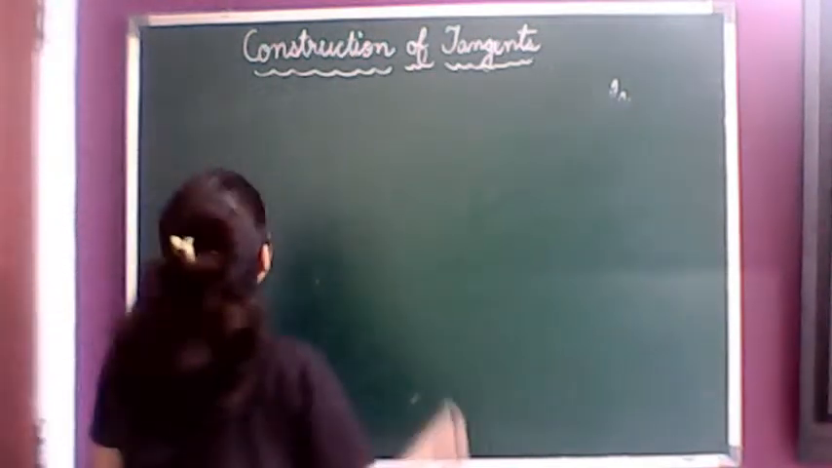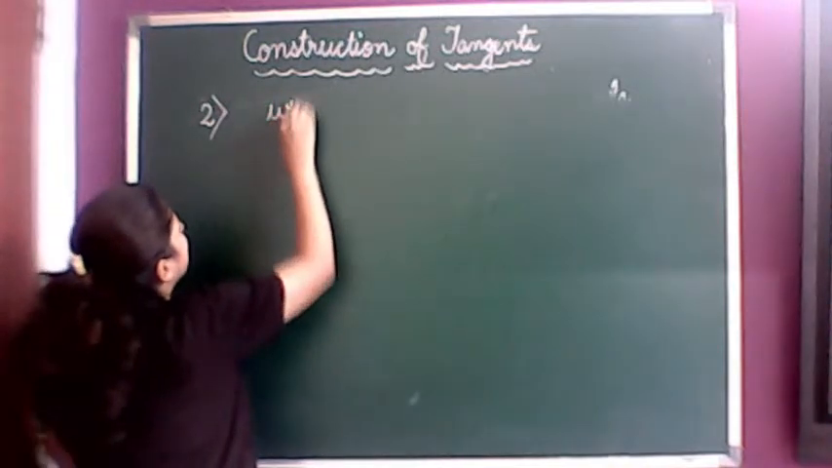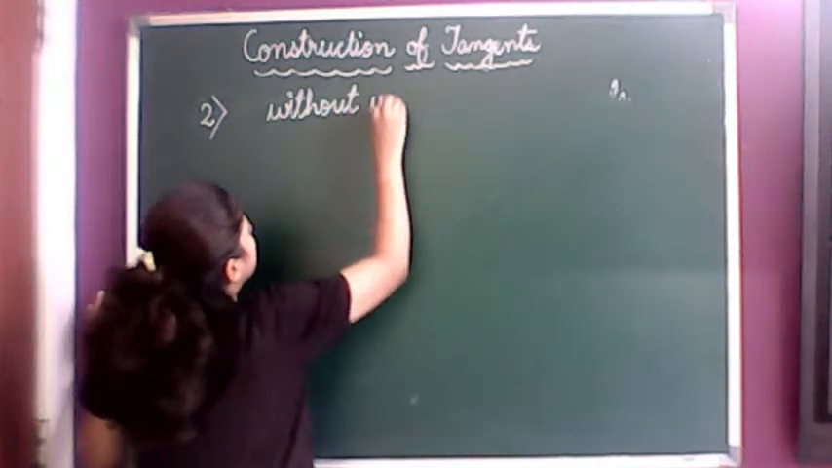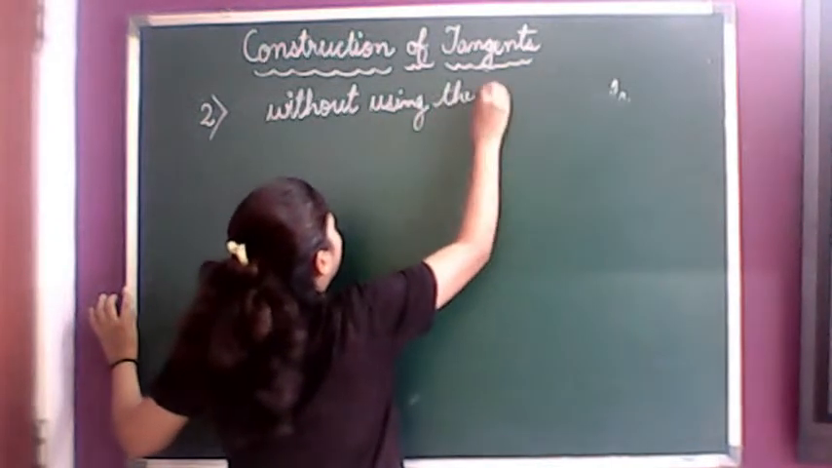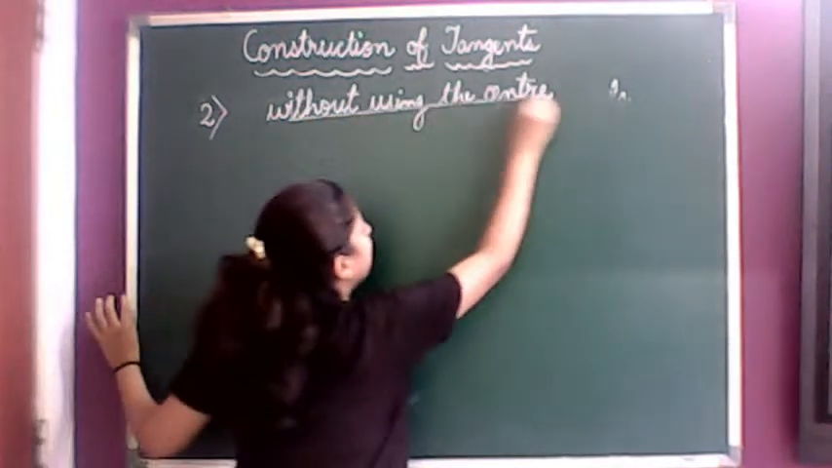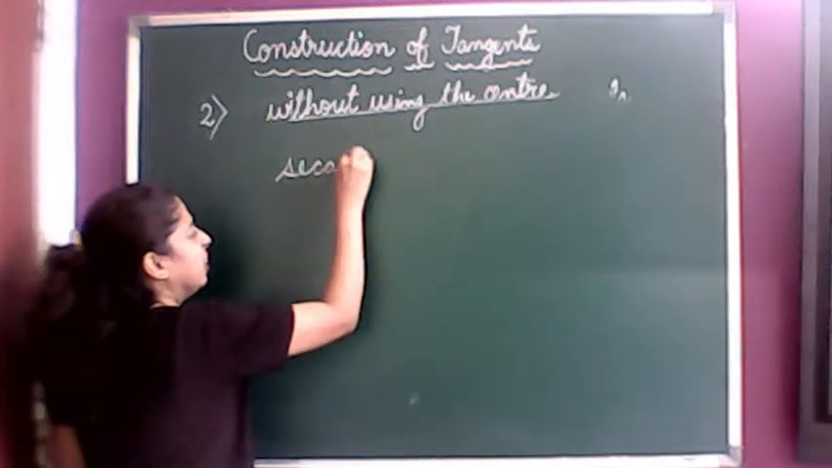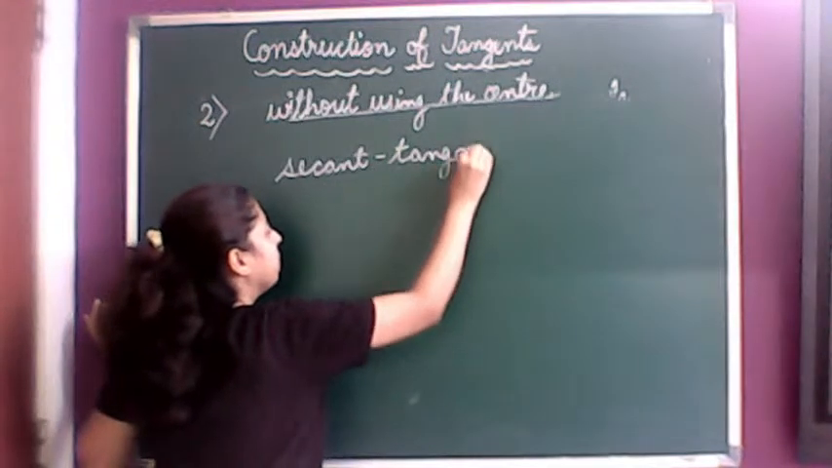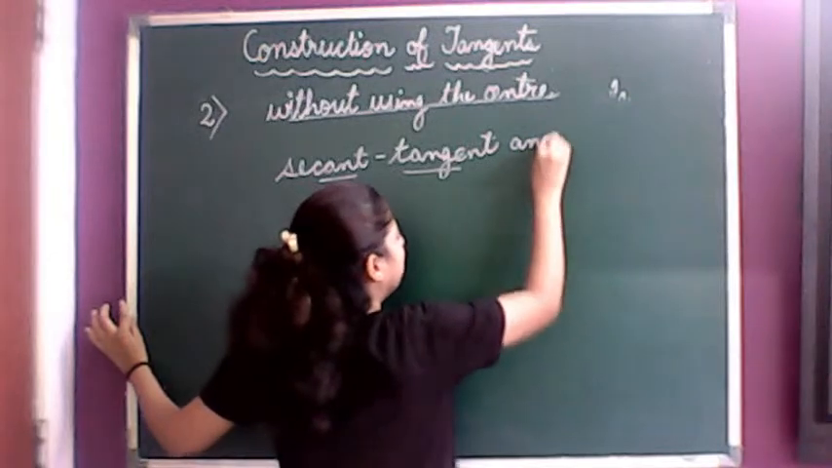So we are doing a second construction again. Second construction was without using the center. Okay, what was it? Without using the center. Now in this we made use of a theorem. Okay, what was the theorem? The theorem was the secant tangent angle theorem. Secant tangent angle theorem.